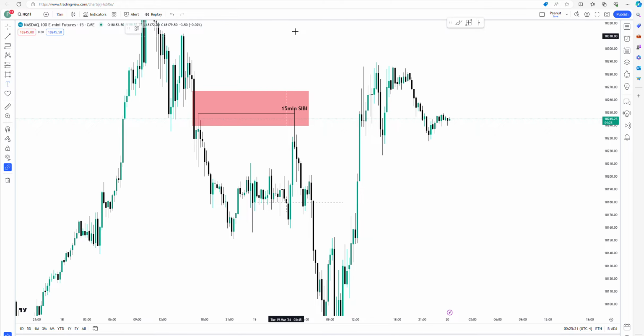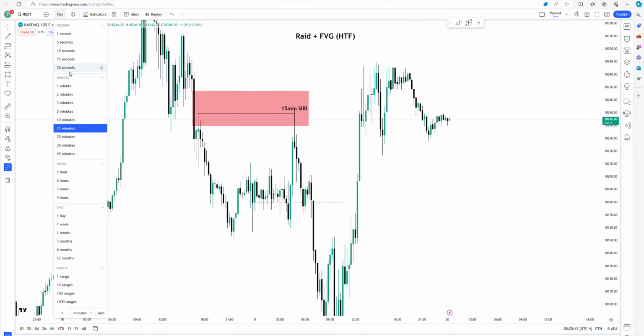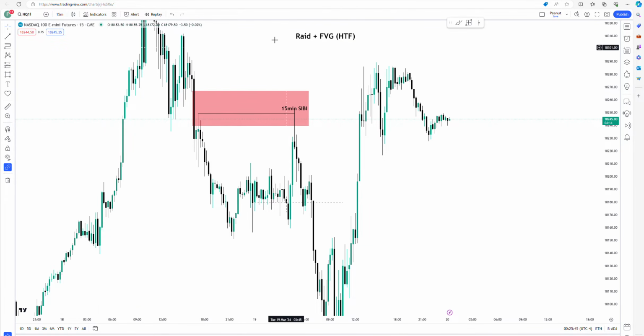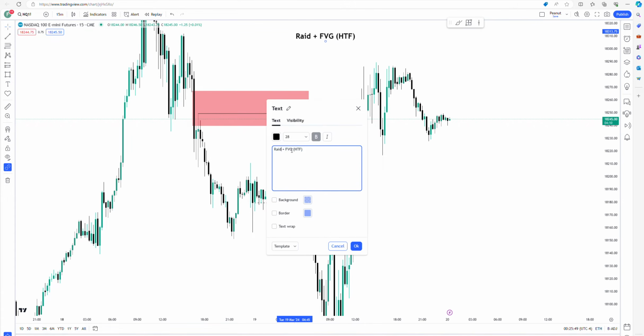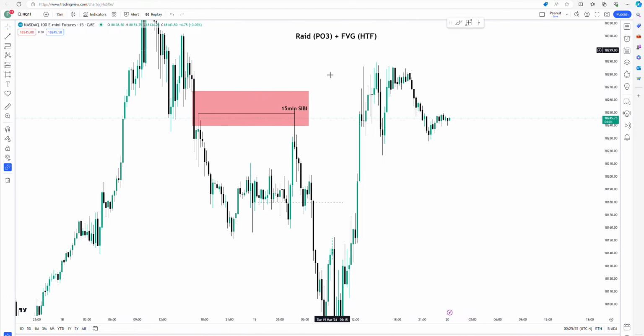So what you're looking for is this. You're looking for a raid on liquidity plus a fair value gap on a higher time frame. That is the pre-narrative framework that you need to execute using this strategy. Extremely high probability. To increase that, you're looking for the raid to occur from the power of three. So in order to execute the full strategy, you need an understanding of what the power of three is.